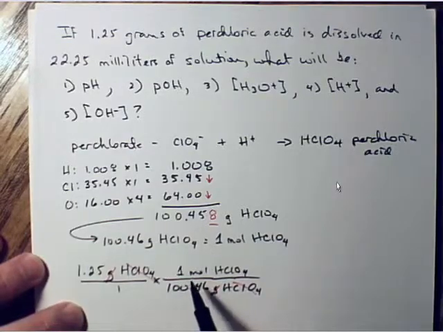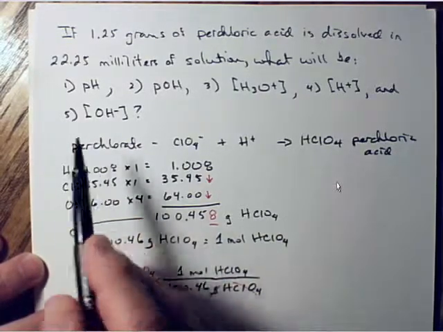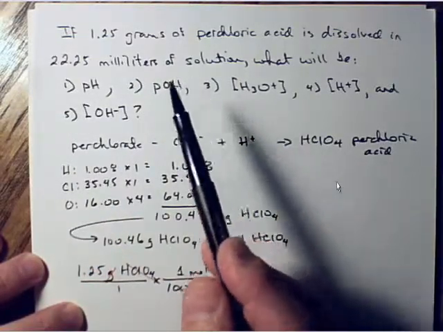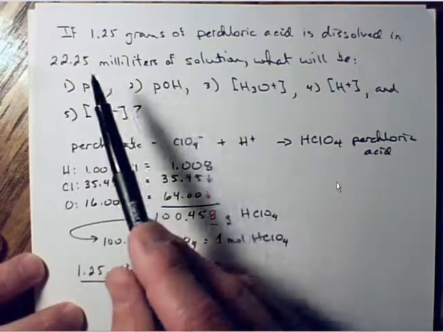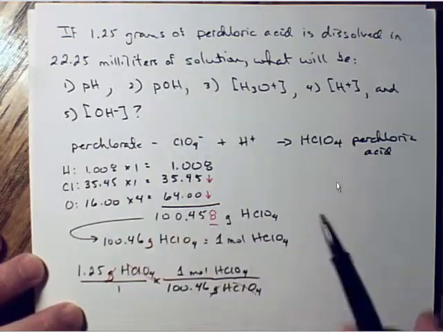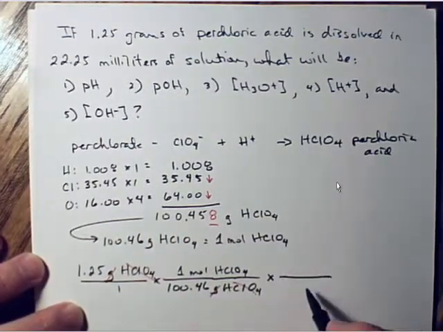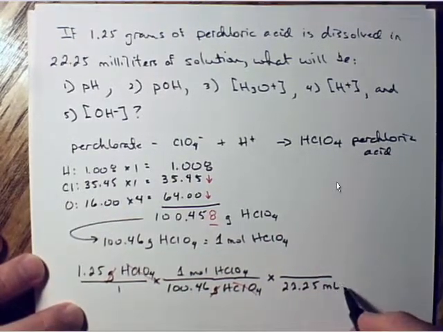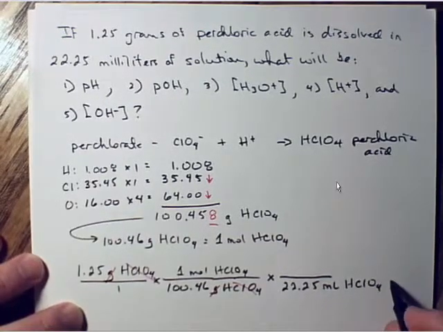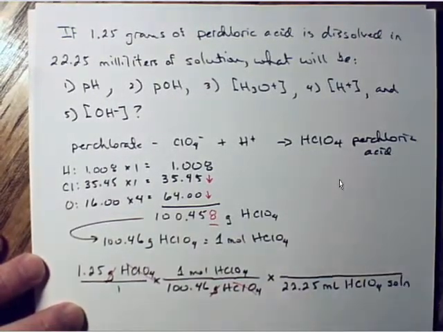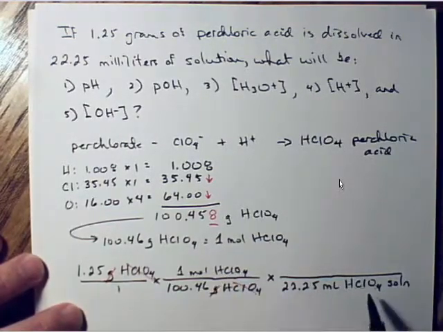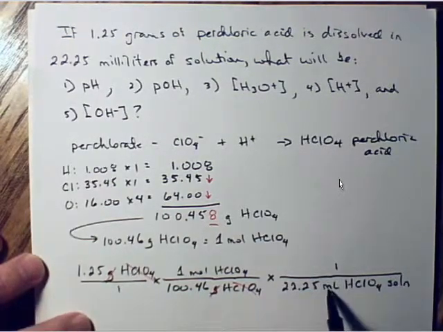And since we want to find out moles per liter, we need the volume up here of the solution. Molarity is moles of solute over liters of solution. We've got it in milliliters, but converting to liters should be fairly easy. We want to put that on the bottom because we want our volume to be on the bottom. 22.25 milliliters of HClO4 solution. Okay, HClO4 solution is not the same thing as HClO4. This is the solute. This is both solute and solvent together. We want to put that over 1, but we need to convert the milliliters into liters.